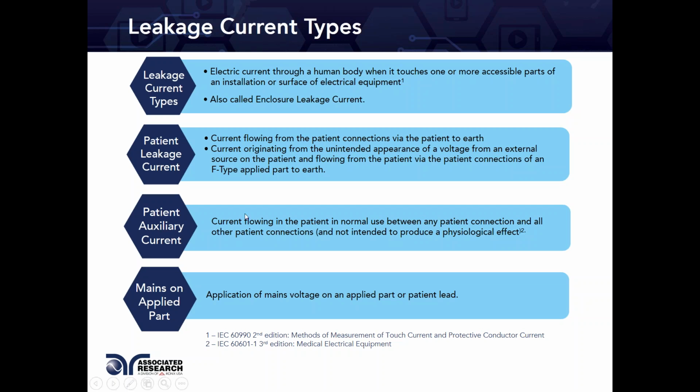And then mains on applied part. Again, like I mentioned earlier, this is an application of mains voltage applied through a human body or human body network directly onto an applied part, and to measure any resulting leakage current that may happen due to the external application of voltage. Now, again, some of these definitions come straight out of the standard. It's important to understand what the standards is trying to achieve and what test types they are trying to ask you to perform on your product.